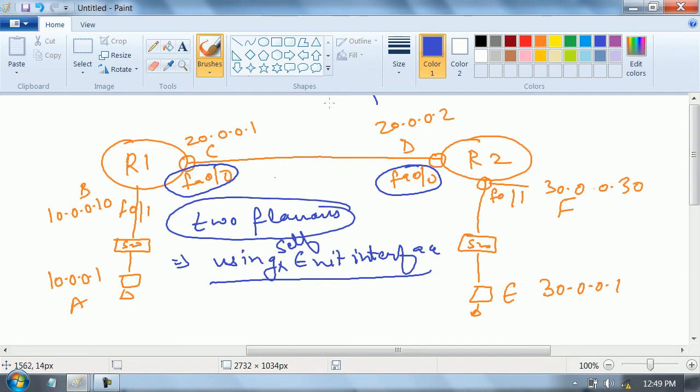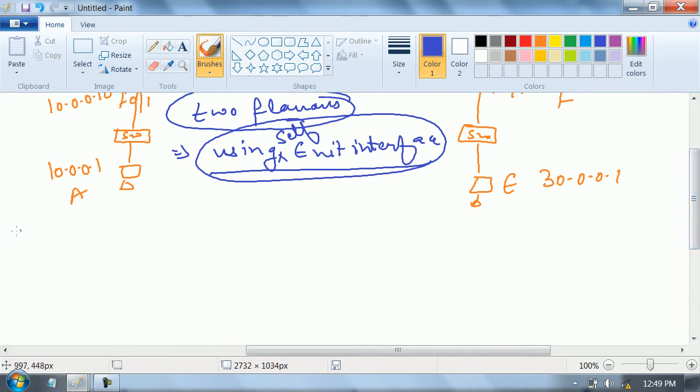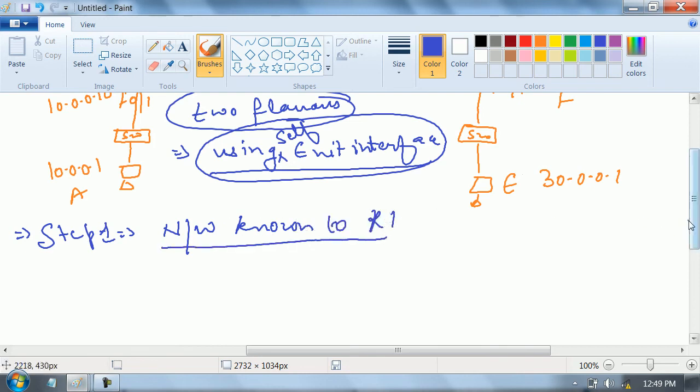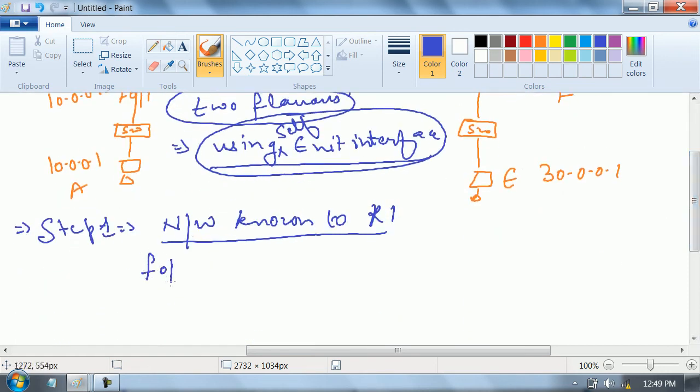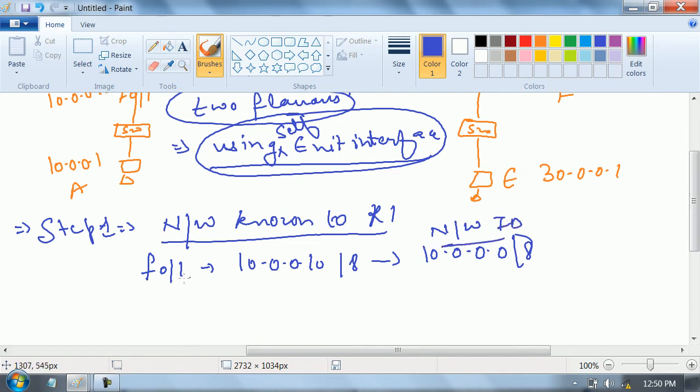Now guys, what do you mean by using self-exit interface? Okay. Just tell me first thing, first information, first step 1. Network known to R1. By default, which networks are known to R1? On FA0/1 IP addresses. Agree? To FA0/0. These networks are already known to R1. Agree or not?